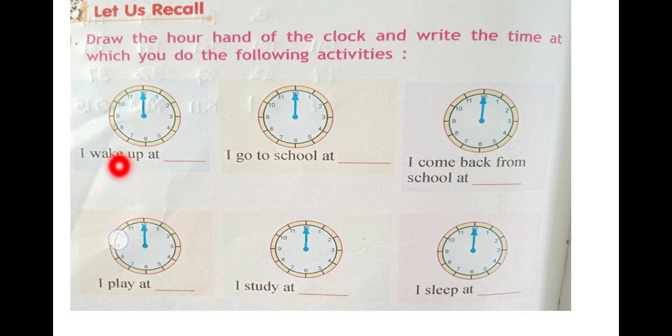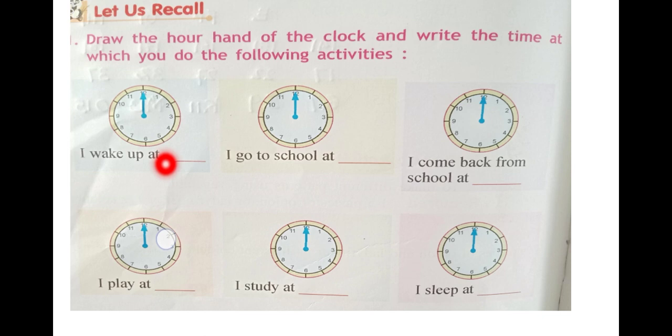Okay, so I wake up, at what time do you wake up? If you wake up at 5 o'clock, you will draw the, this is the minute hand. That means this is the long hand. You have to draw the hour hand here. Hour hand means short hand, shorter than this. You will do it in your textbook. This is on page number 144.